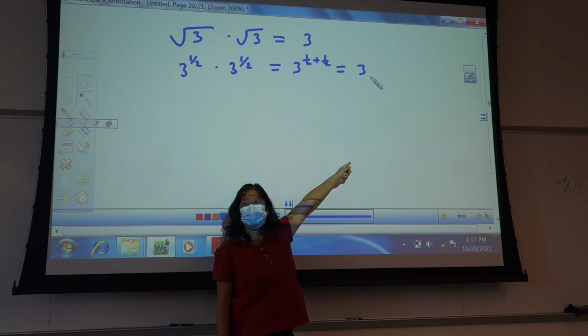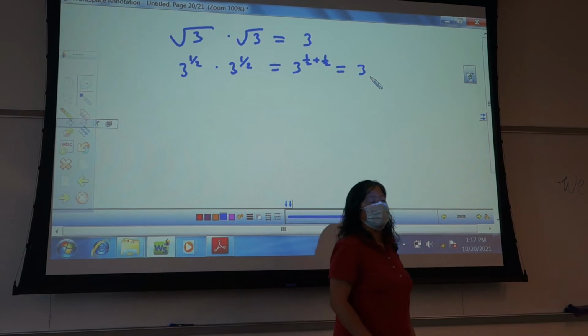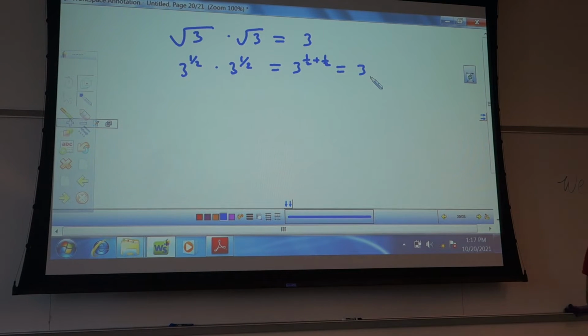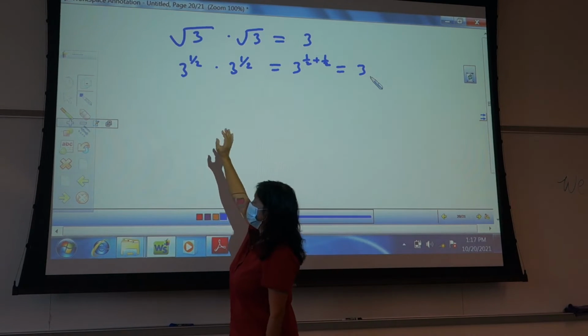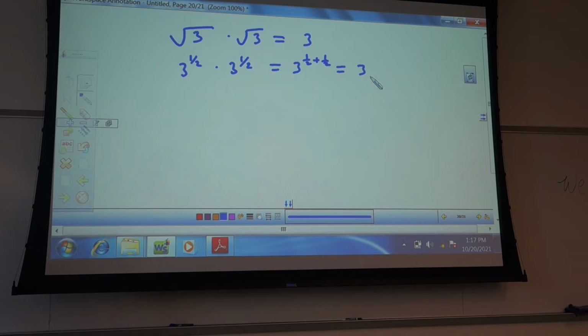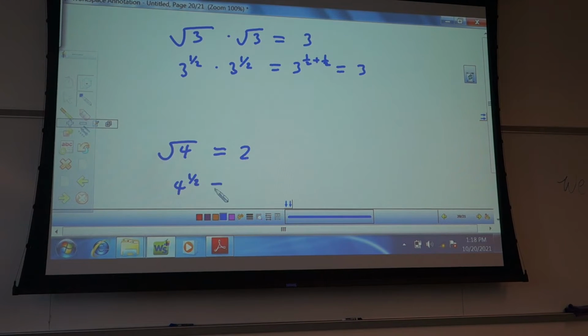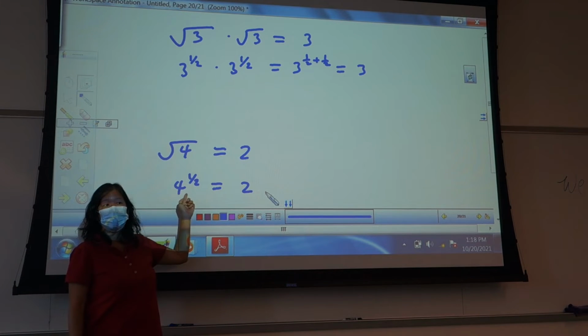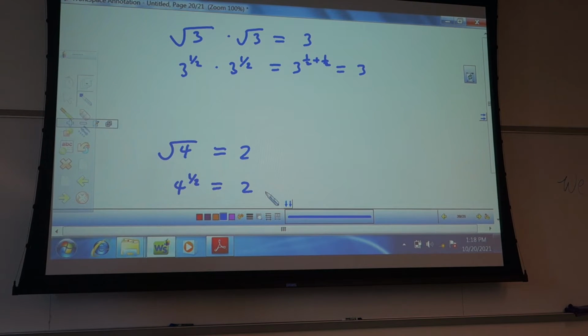So square root is the same thing as raising something to the 1/2 power. Because both of them say, whatever that is, you have to multiply it by itself to get 3. So for example, what's the square root of 4? Anybody? What's the square root of 4? 2. What is 4 to the 1/2 power? 2. What number do I need to multiply by itself twice to get 4? They're the same thing. Everybody pull out your calculator.